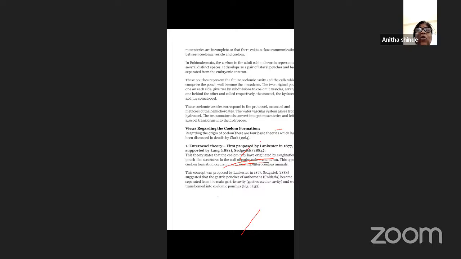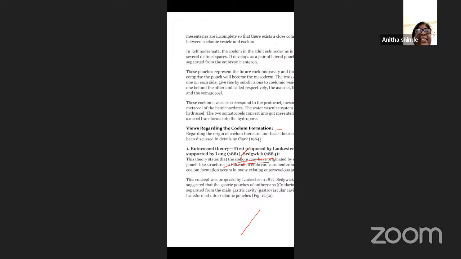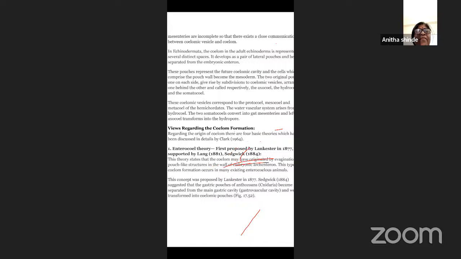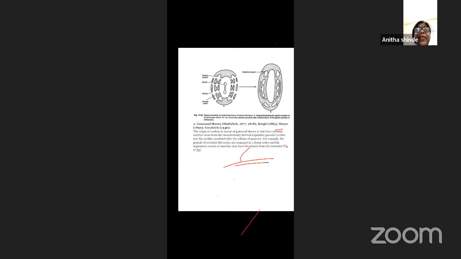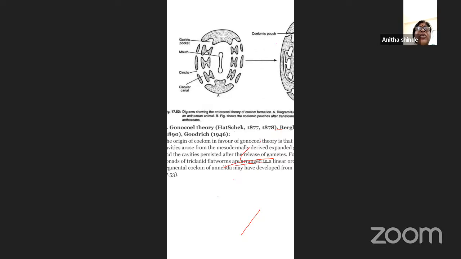Now, views regarding the coelom formation. Already regarding the origin of the coelom, 4 basic theories we have discussed, which have been given by Clark. First, the enterocoel theory, which was first proposed by Lancaster and supported by Lang. According to the enterocoel theory, the coelom originated by evagination as pouch-like structures in the wall of the embryonic archenteron. This concept was proposed by Lancaster and also supported by many of the authors. So that is why it is called enterocoelous. See here, the enterocoel theory, a diagram showing the enterocoel theory of coelom formation.